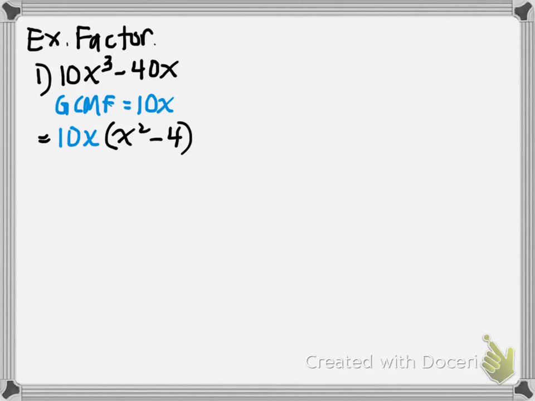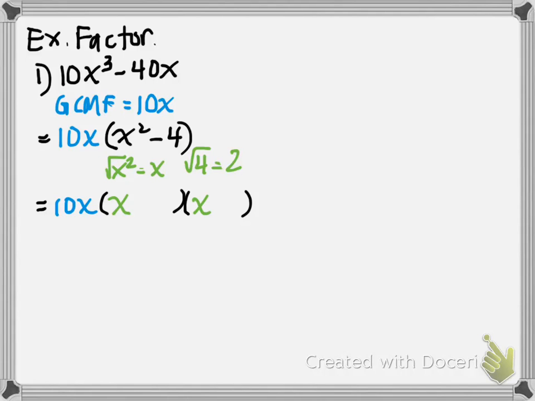Because I notice I have a binomial, and sure enough I do. So I can take the square root of x squared as x, and I can take the square root of 4 is 2. So what we end up with is still the GCMF of 10x up in front, and then we're going to create two new binomials. They have x's in front, 2's in back, one sum, one difference. The only thing I need to check for is that difference to see if it's the difference of squares. X is not a perfect square, nor is 2, therefore I don't have any difference of squares left.